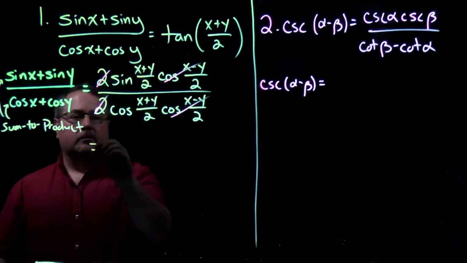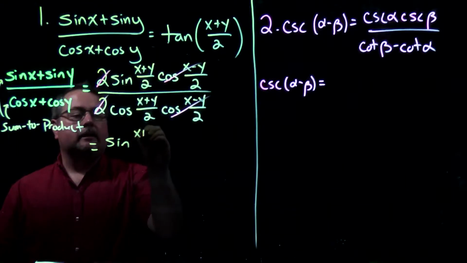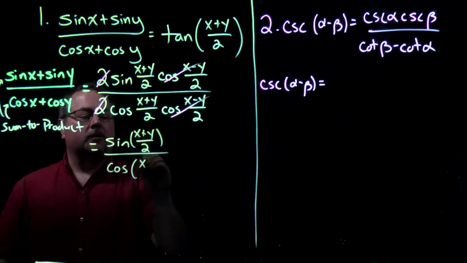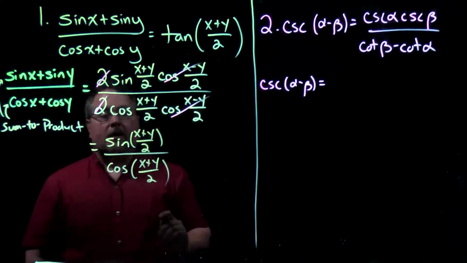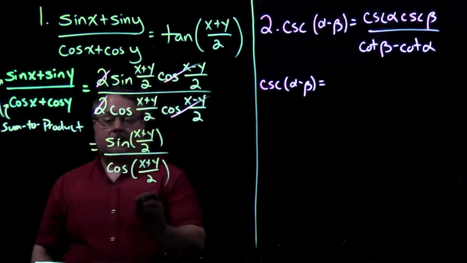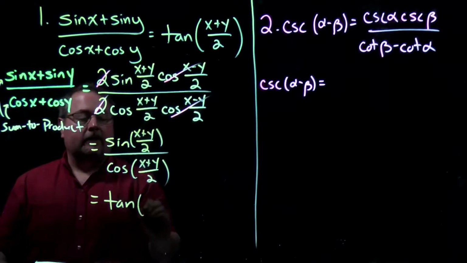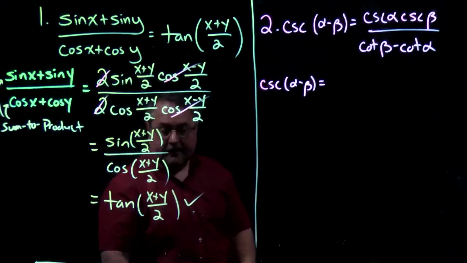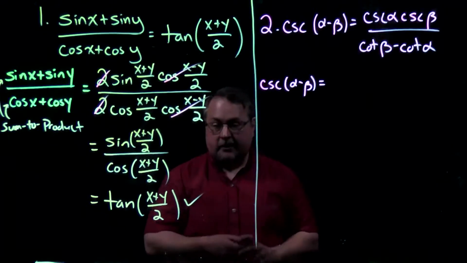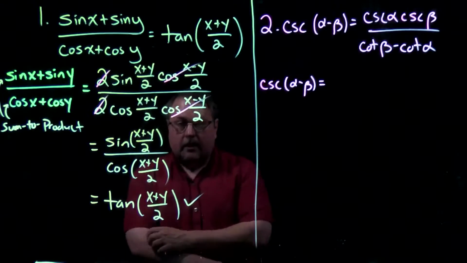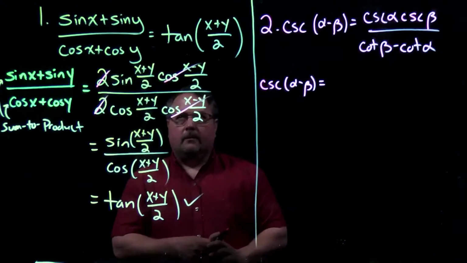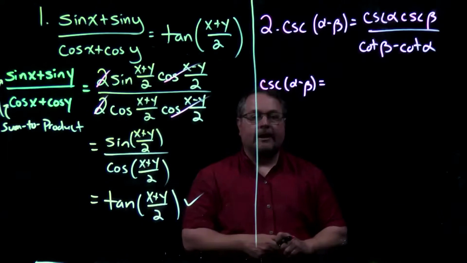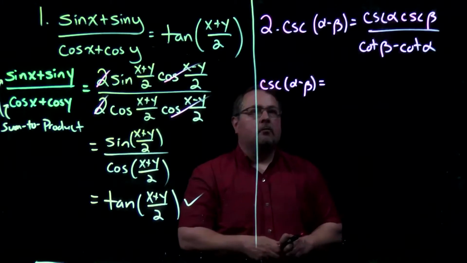So that leaves us with the sine of x plus y over 2 divided by the cosine of x plus y over 2. Okay, and now we have the sine of an angle divided by the cosine of an angle, and that's just the tangent of the angle. Okay, so indeed, the left-hand side simplifies to the tangent of x plus y over 2. Okay, so in the grand scheme of things, that is a pretty simple trig identity to prove. This next one's a little bit more complicated.